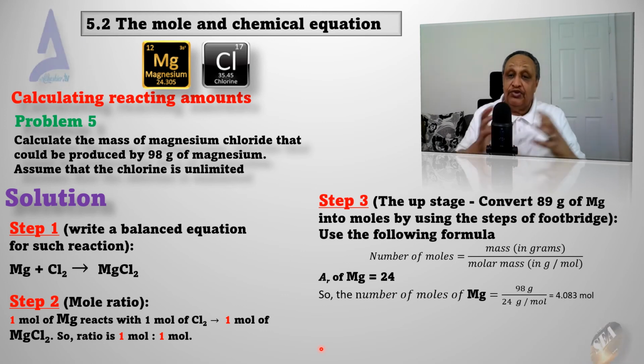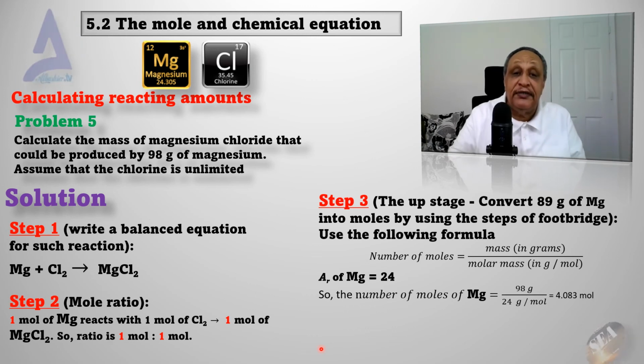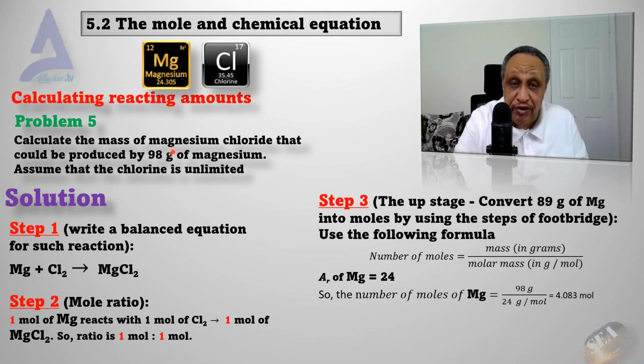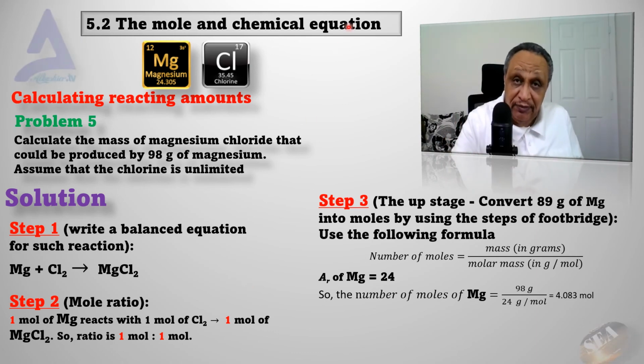In order to complete the second portion of the problem, because they don't need the moles of magnesium. They ask for the magnesium chloride, the mass of magnesium chloride. So they want the magnesium chloride expressed in grams. Let us go and see what is going on.